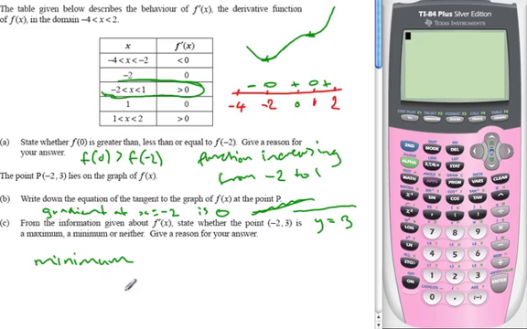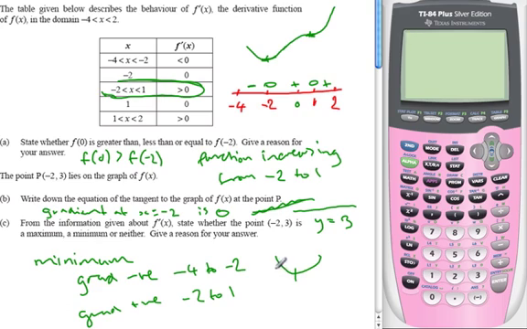You could say the reason is because the gradient is negative between -4 and -2, and the gradient is positive from -2 to 1. And just draw a sketch showing that this is our negative gradient, this is -2, and this is our positive gradient.